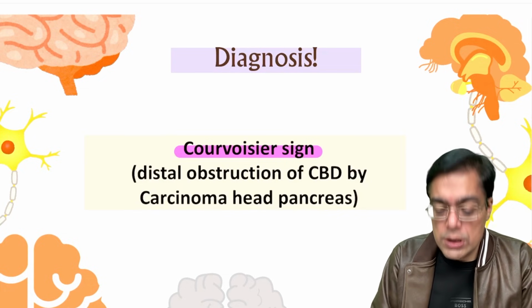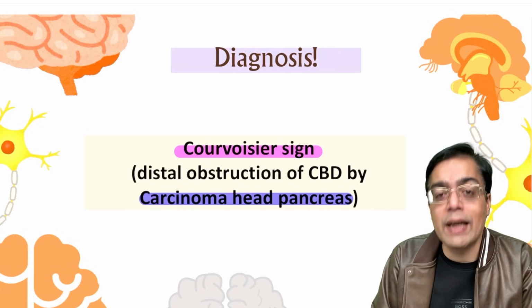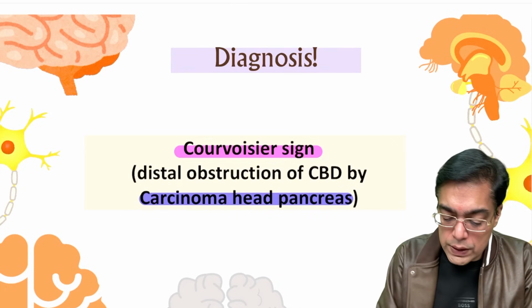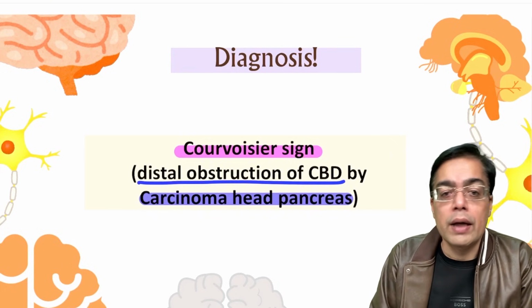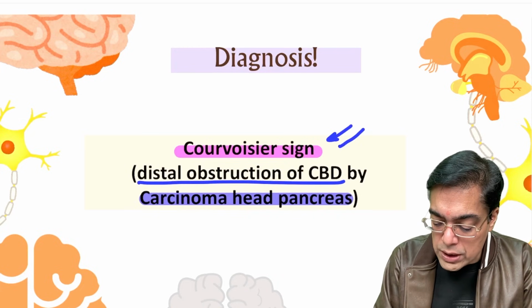Why do we talk about Courvoisier sign? This is a separate question because this is something that you associate with the patient having the presence of a cancer affecting the head of the pancreas. This cancer of the head of the pancreas typically is notorious for causing obstruction of the common bile duct. And there is going to be a distal obstruction of the common bile duct, as a result of which the patients are going to be having a distended gallbladder.